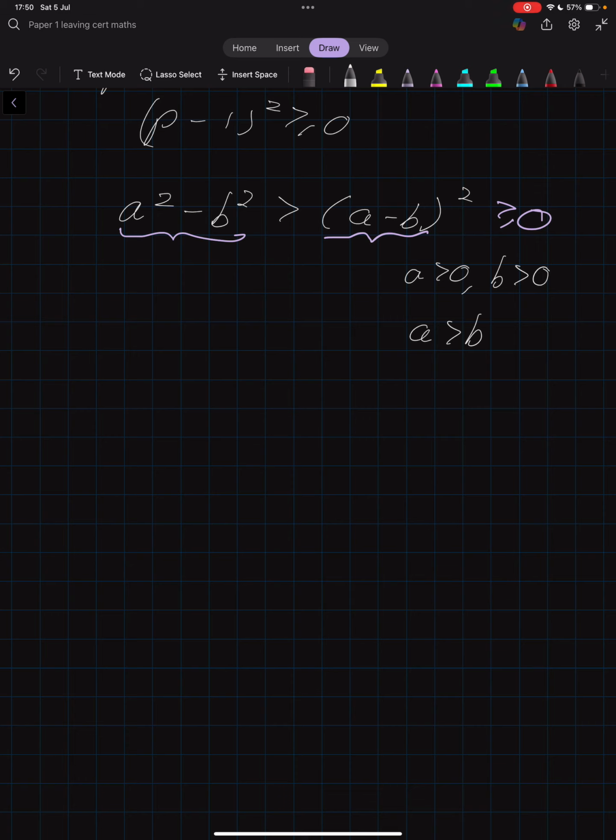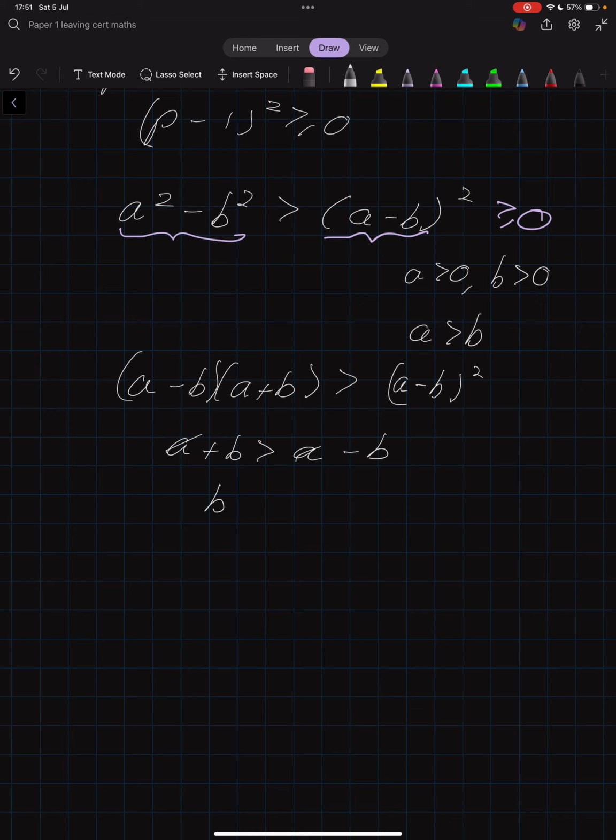So a squared minus b squared, I can factor that into a minus b and a plus b, has to be greater than a minus b all squared. Now I can divide both sides by a minus b. Then this simplifies down to a plus b is greater than a minus b, which simplifies to b is greater than minus b, which is true because b is greater than 0. Okay?